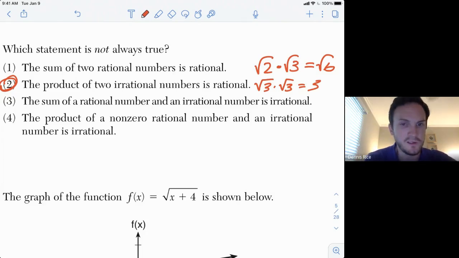Let's look at the other choices. Rational plus irrational is irrational. That's always true. The product of a non-zero rational and an irrational is irrational. That's true. The only exception we had was using 0. So by saying non-zero, they take away the exception there. Choice 4 is always true. Any rational times an irrational will be irrational except for 0. So choice 4 will always work.